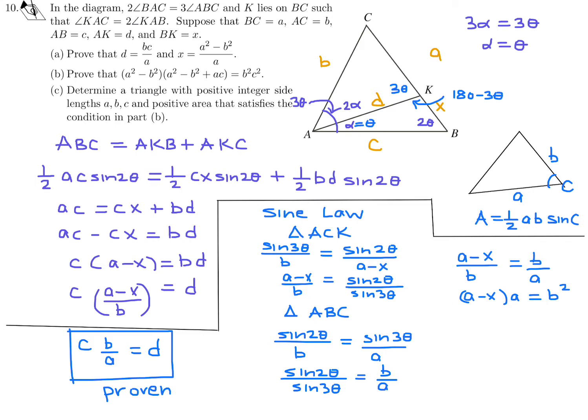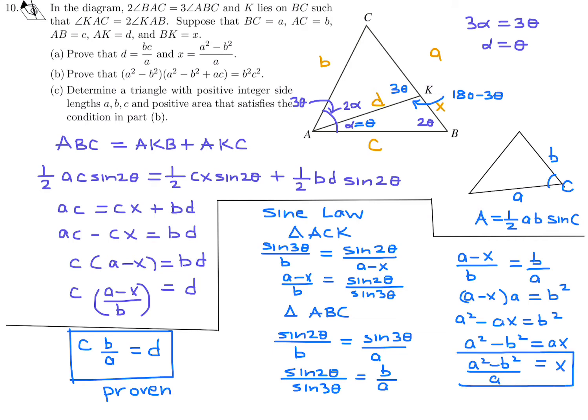Now with this one, I think I can prove the second one. Let's see, we already cross multiplied. Let's expand this now. So we got A squared minus AX is equal to B squared. And then A squared minus B squared, put the AX on the other side. And then divide through by A. And you get A squared minus B squared over A. And there we go. We just proved the second one. This one right here.